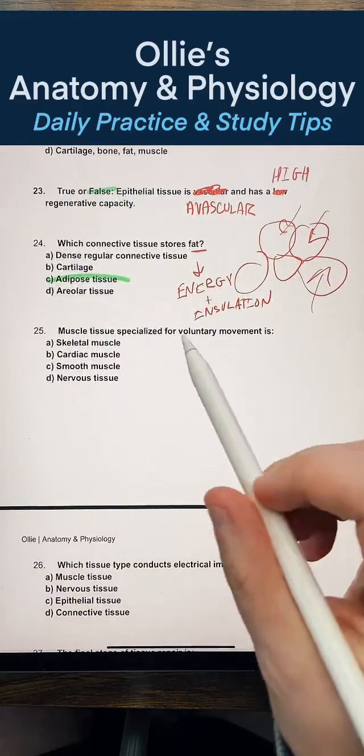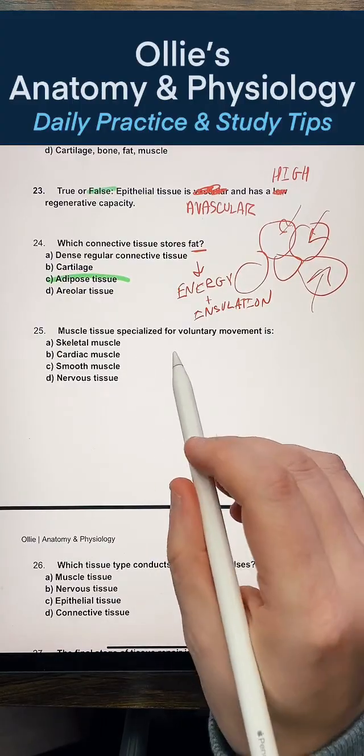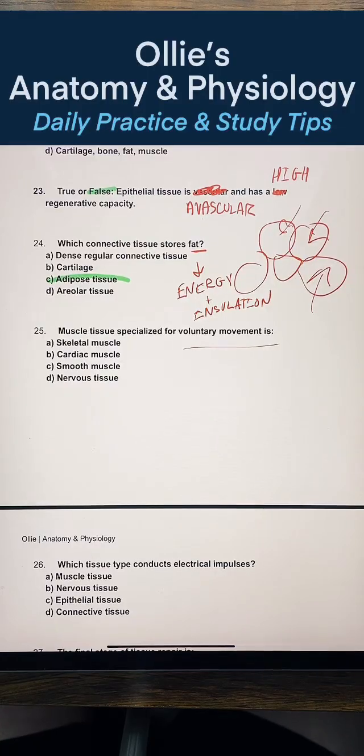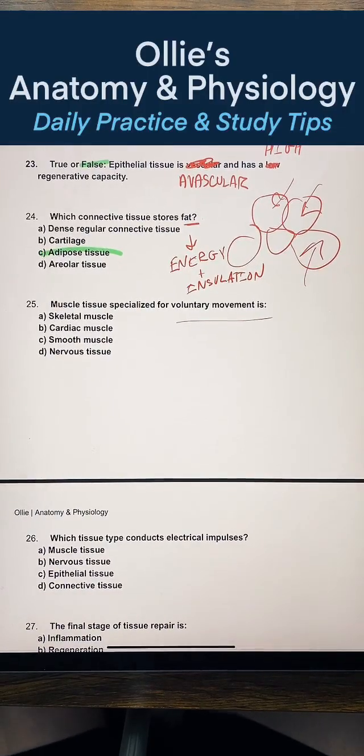Number 25, muscle tissue is specialized for voluntary movement. Which muscle tissue is specialized for voluntary movement? A, B, C, or D? What do you guys think for this one?